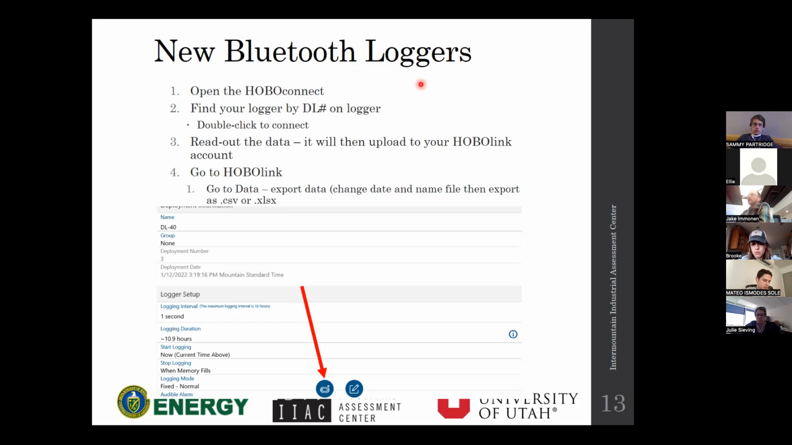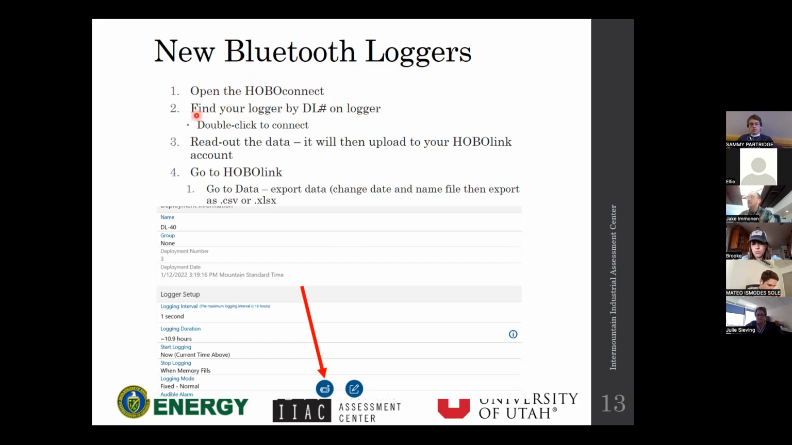So for the Bluetooth loggers, now you have to open up Hobo Connect, which is the app. You can do that on your computer or on your phone. Then you want to find the DL number of the logger. If you haven't connected to the logger before, I don't think it shows the DL number, so you might have to click on a couple of them to find the right one that you want.